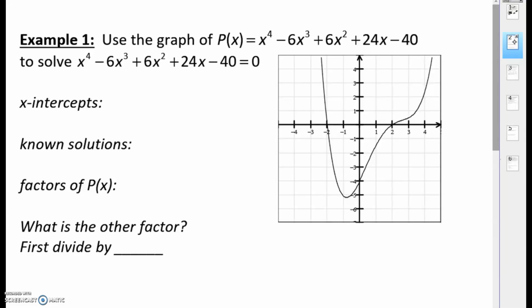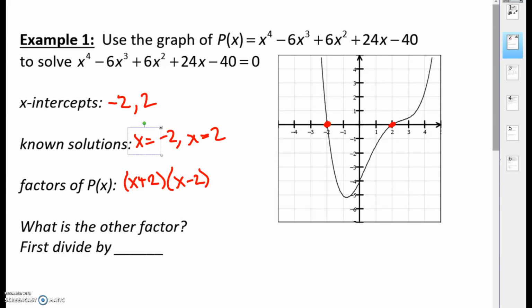Here's example 1. They've given me the graph P of x equals x to the 4th minus 6x cubed plus 6x squared plus 24x minus 40 to help me solve this. I know that I'm going to have solutions at my x-intercepts. Looking at this, negative 2 is an x-intercept, and so is 2. That means I have known solutions at x equals negative 2 and x equals 2, which means we have known factors of x plus 2 and x minus 2 of this equation.